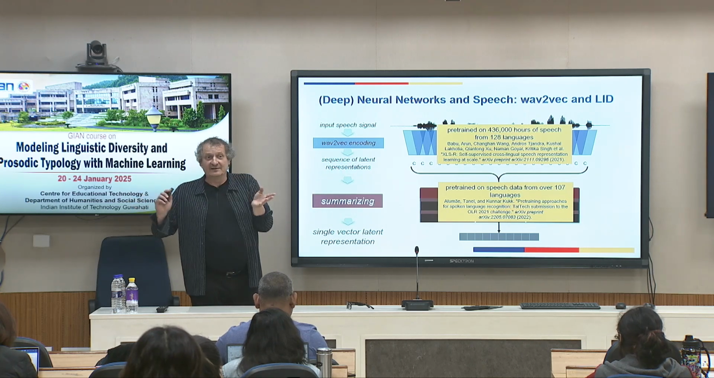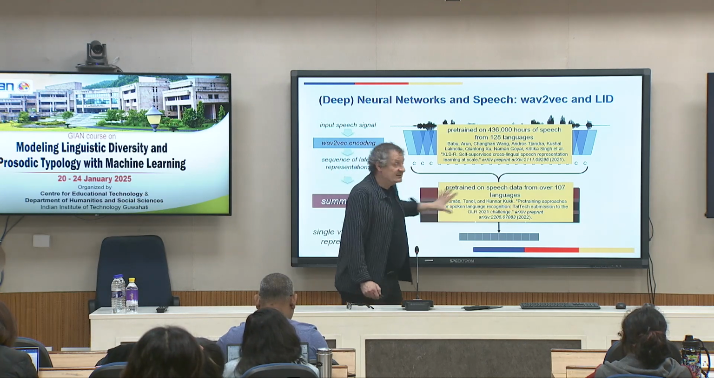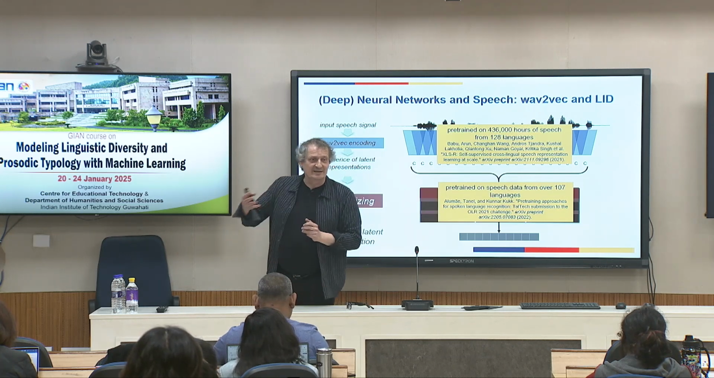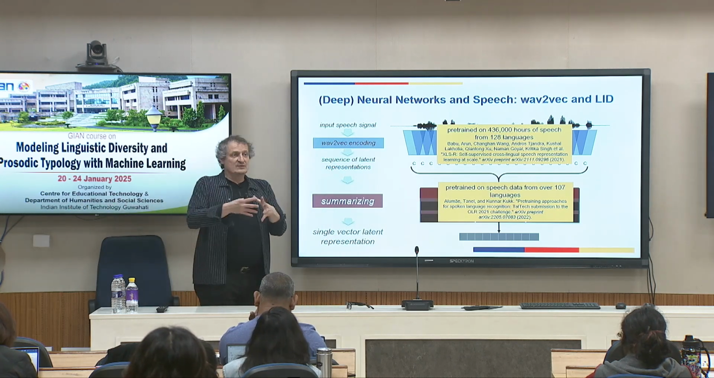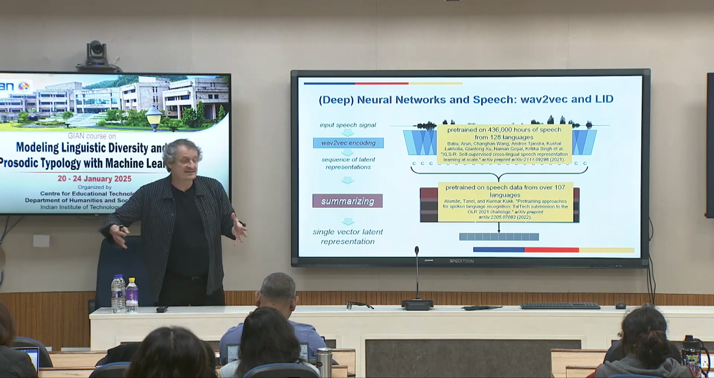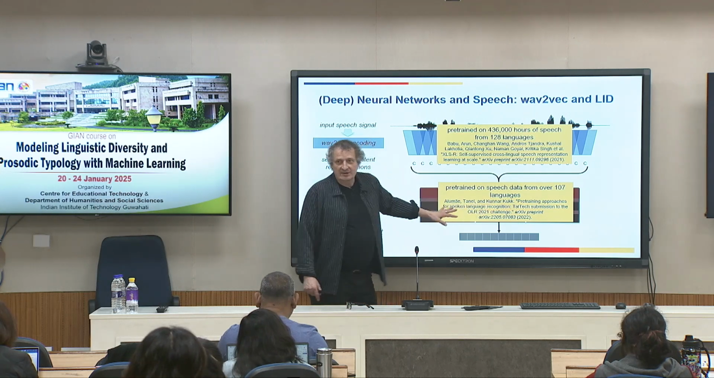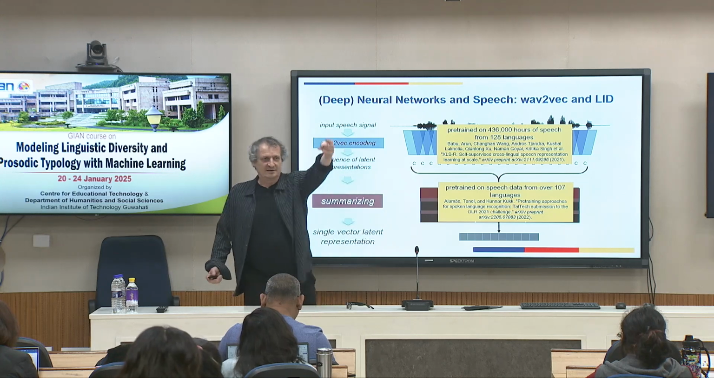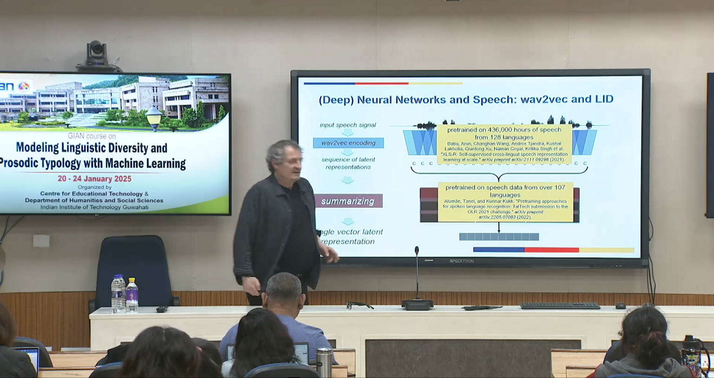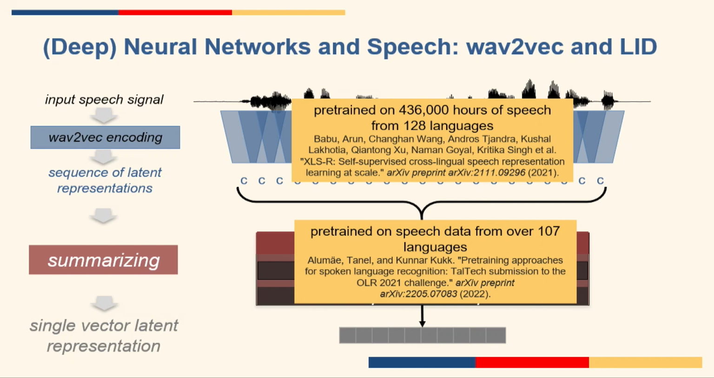We will talk about these particular things tomorrow. And then the other part, which processes these wav2vec representations and uses them for the language identification task, was also pre-trained by our colleagues from Tallinn. Tallinn is just across the water from Helsinki. It was trained on speech data from over 107 languages. The final vector had 107 points, so the network was trained to distinguish 107 languages.